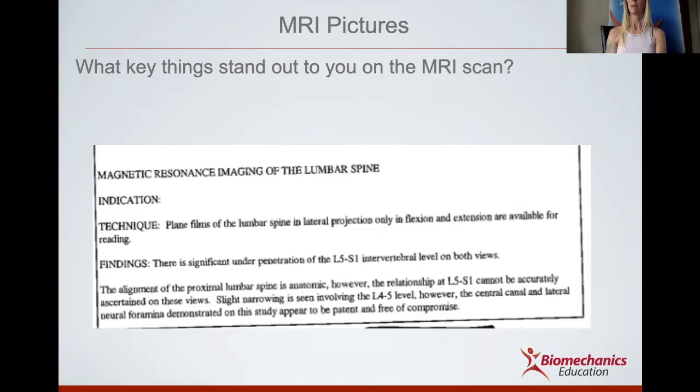Anatomic is really about just anatomic neutral. If we think about where we take movement descriptions from, that's the normal anatomical position. However, the relationship at L5-S1 cannot be accurately ascertained on these views. So they're struggling to understand from the views this MRI has taken exactly what's going on with the relationship at L5-S1. However, they can see a slight narrowing involving the L4-5 level, but the central canal and lateral neural foramina appear patent, or free of compromise, on this study.